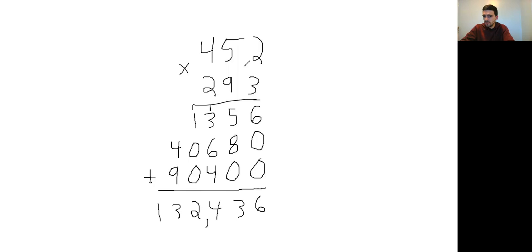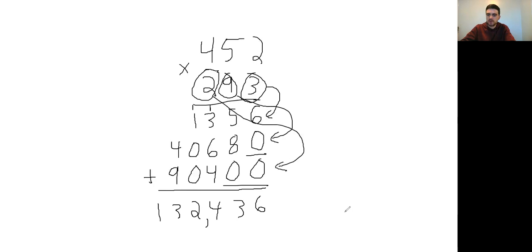132,436. So even though this was a triple digit by triple digit problem, we used the exact same process, and we just had some more numbers to deal with. Remember, we add 1 more 0 every time we go down to a new row, and you need 1 row for every digit in your bottom number. This was for this row, this was for this row, and this was for this row.